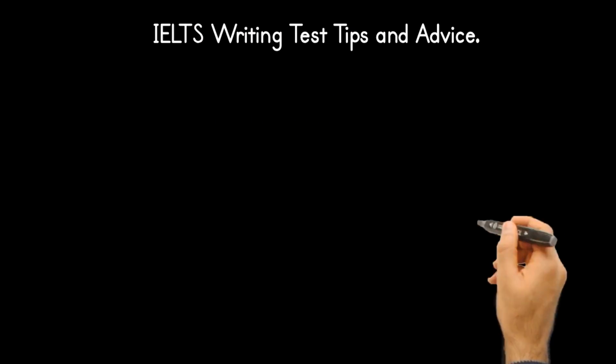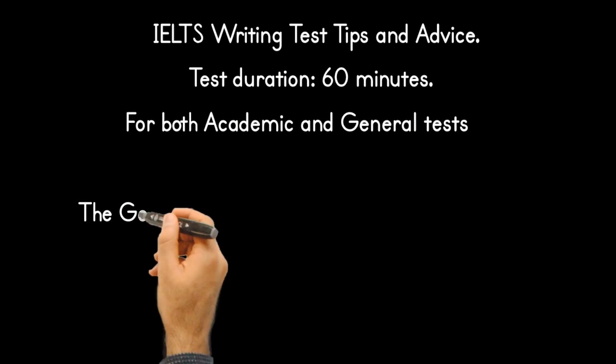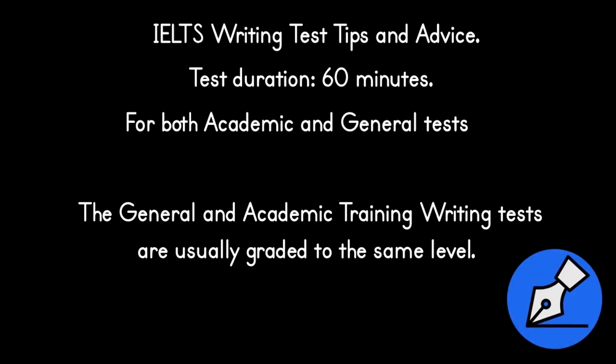IELTS Writing Test Tips and Advice. Test duration, 60 minutes, for both academic and general tests. The general and academic training writing tests are usually graded to the same level.